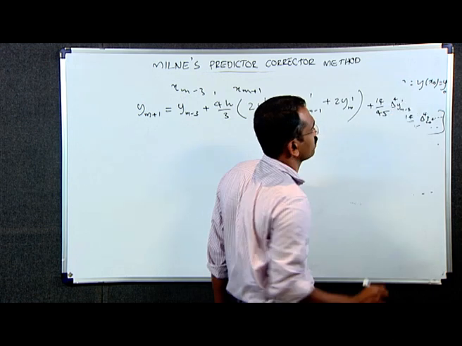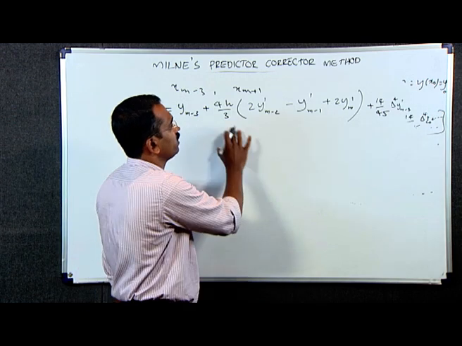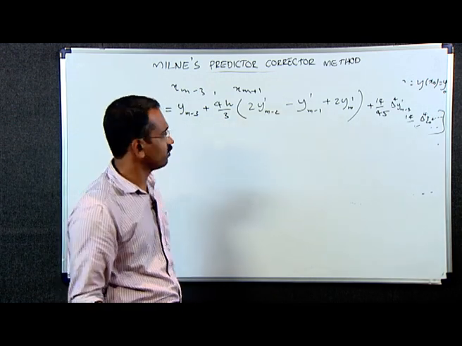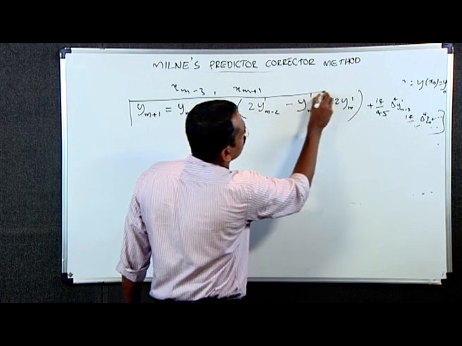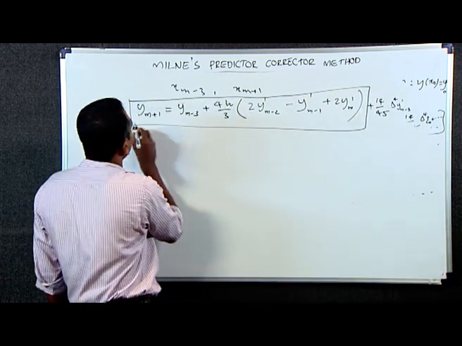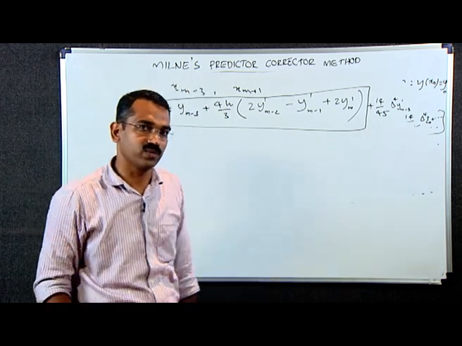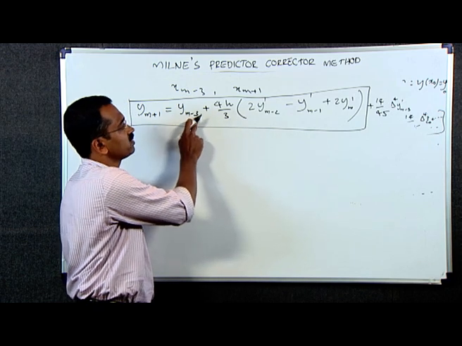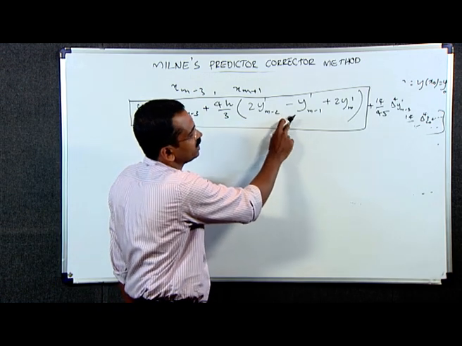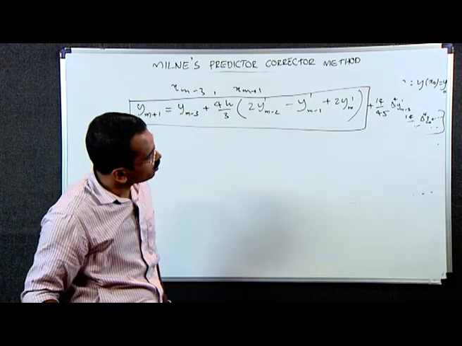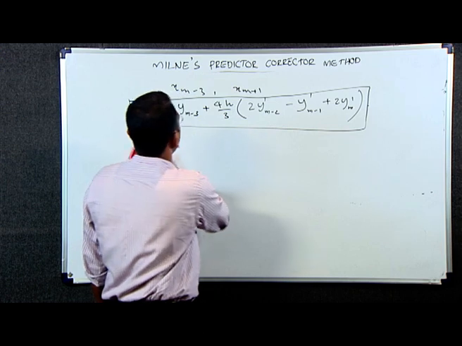y m minus 3 dash. This equation is known as Milne's predictor formula. That is, for the calculation we use these parts as the Milne's predictor formula, that is y m plus 1 is equal to y m minus 3 plus 4h divided by 3 into 2 y m minus 2 dash minus y m minus 1 dash plus 2 into y m dash. This is the Milne's predictor formula.